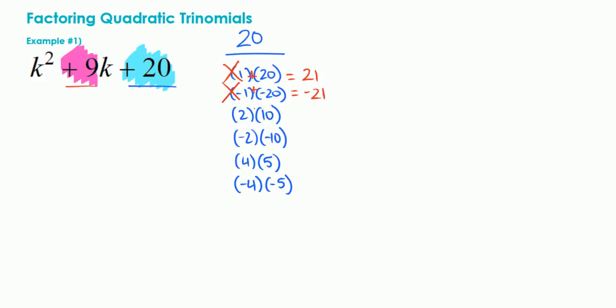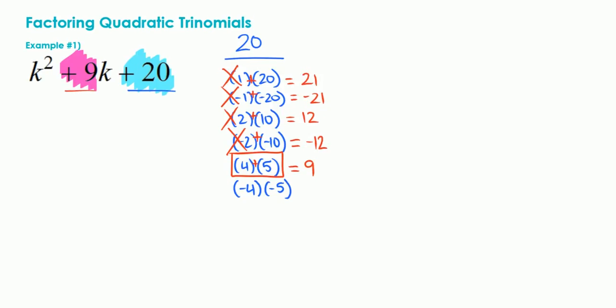Next I have 2 plus 10. That'll give me 12. Obviously, 12 is not 9, so that's not what I'm looking for. Next pair, negative 2 plus negative 10 gives me negative 12. Still not what I'm looking for. Well, the next one's looking promising. 4 plus 5, that gives me 9.